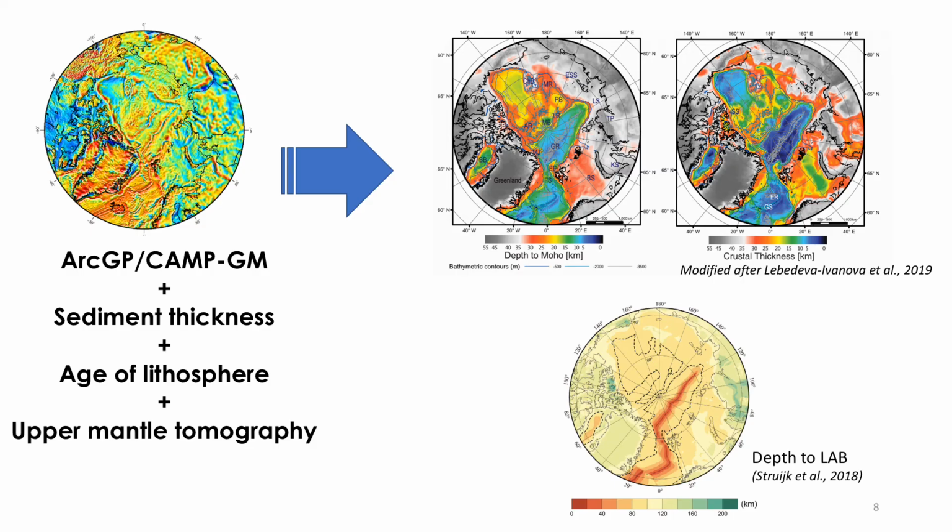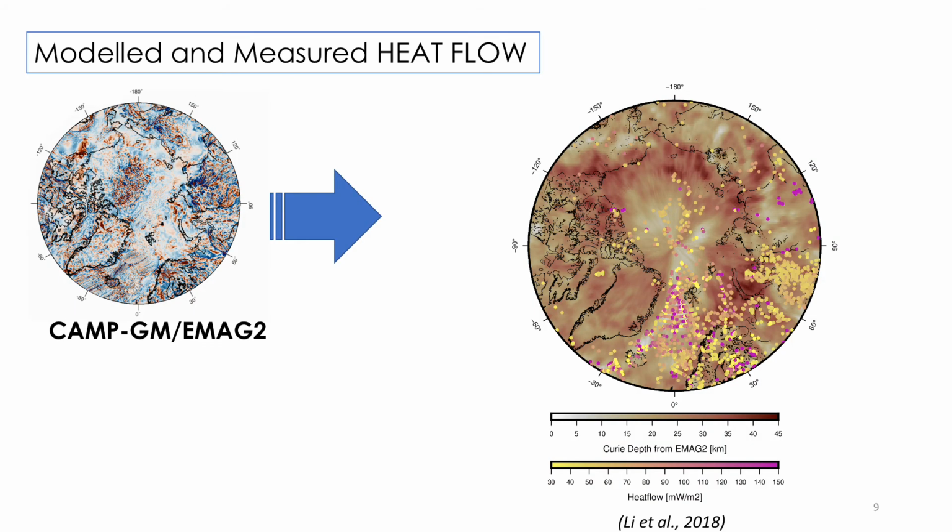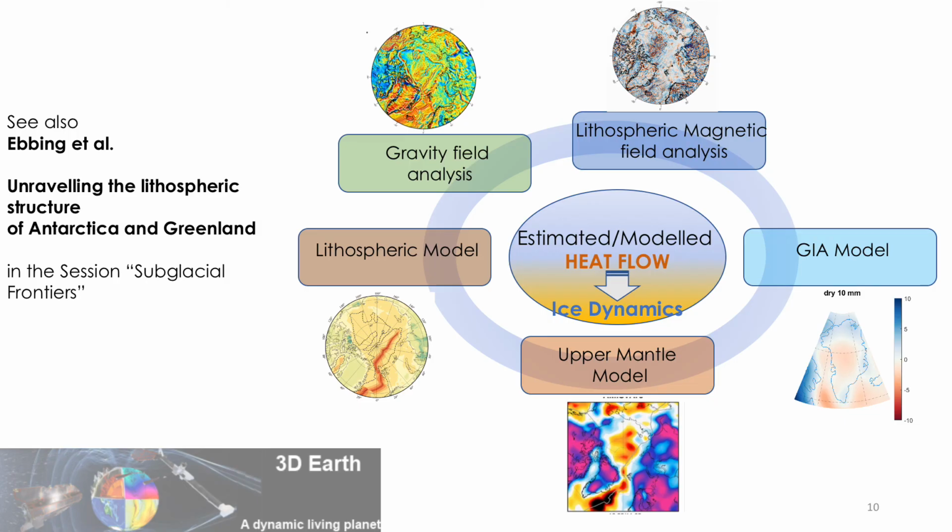There are recent models that use the gravity models and other data to compute the thickness of the crust and the lithosphere. The magnetic models are used to calculate the depth of magnetic basement, and this can be used as a proxy for heat flow values. Note that direct measurements of heat flow cover less than 50% of the Circum-Arctic region.